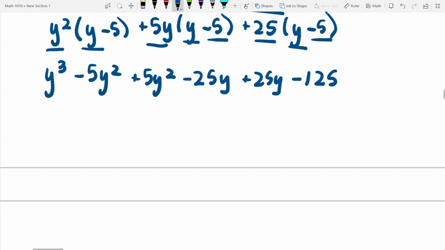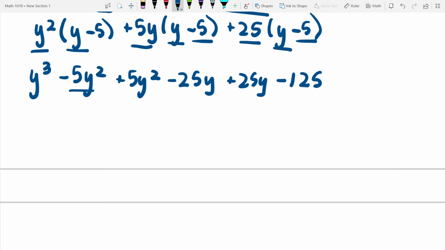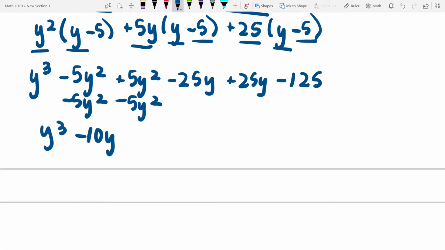Now let's simplify this. Look what happens. Negative 5y squared, positive 5y squared go away. Everybody stop right here for 2 seconds and look at something. Look what people do. They go like this. Minus 5y squared minus 5y squared. So that gives me a y to the third minus 10y squared on that. Okay? What are they thinking? It's wrong. They're thinking there's an equal sign in between there.